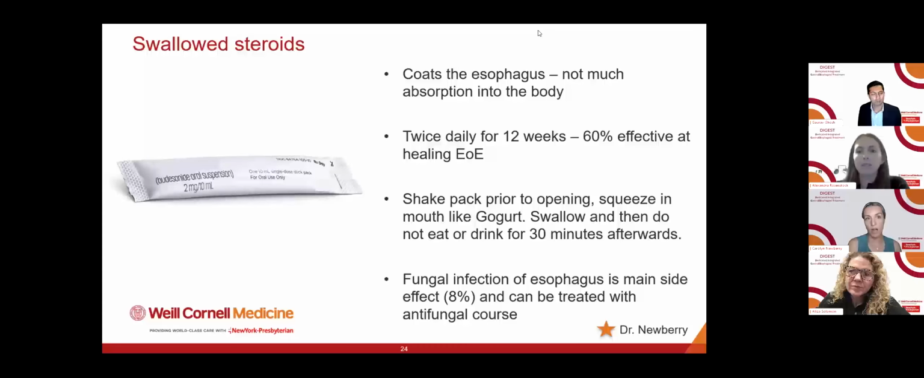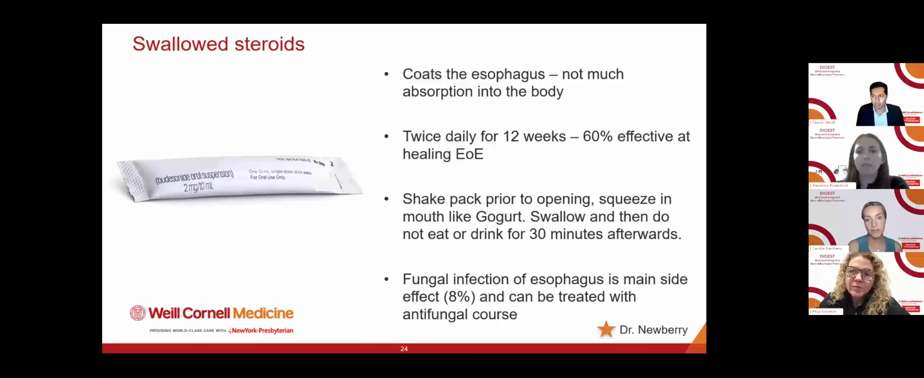In terms of side effects, as I mentioned, there aren't a lot of side effects as there are with steroids that you swallow by mouth, but in a small percentage of people, they can develop a thrush, which is a common fungal infection that can happen in the mouth and in the throat, which can be treated with another liquid that we can give you if this does happen to you. Most patients don't develop this side effect, but it's just something to be aware of when you're taking this medication.